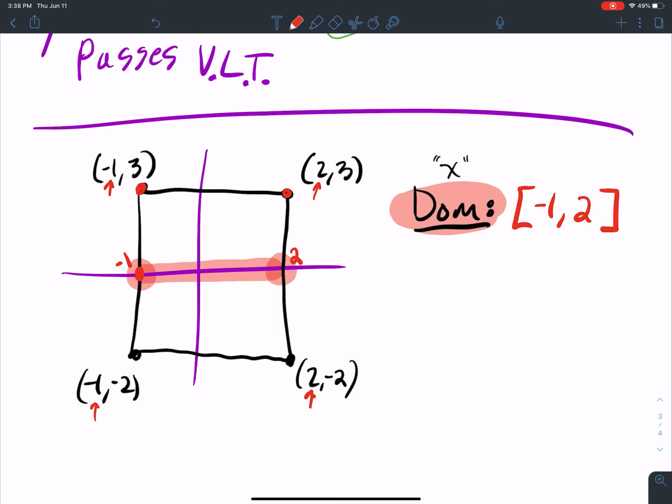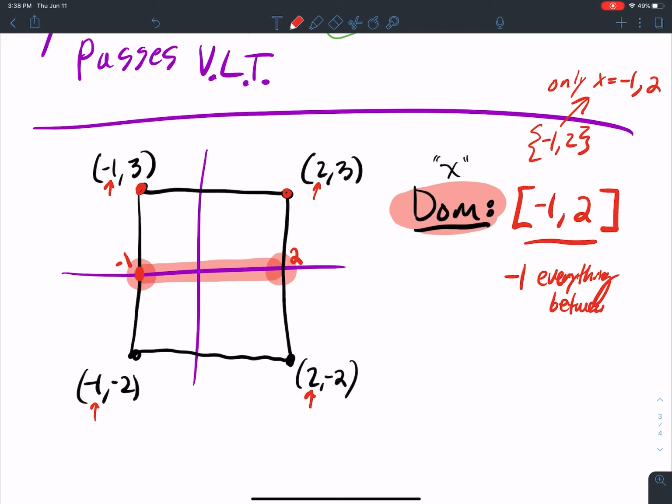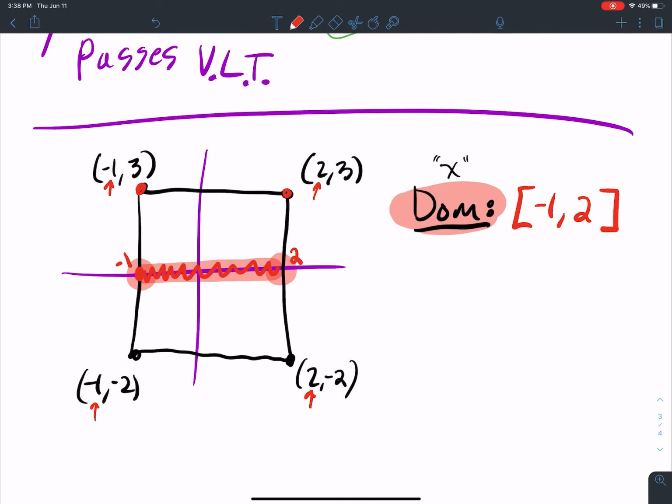Everything in between. That's very different than negative 1 comma 2 in curly brackets. This means only x equal negative 1 and 2 are in that set. This tells me it's negative 1 and everything between, okay, that and 2. So it's everything in between. So make sure if you're going to do set notation that you do the proper thing and you have the brackets, okay? Not all brackets and curly braces are equal, okay?